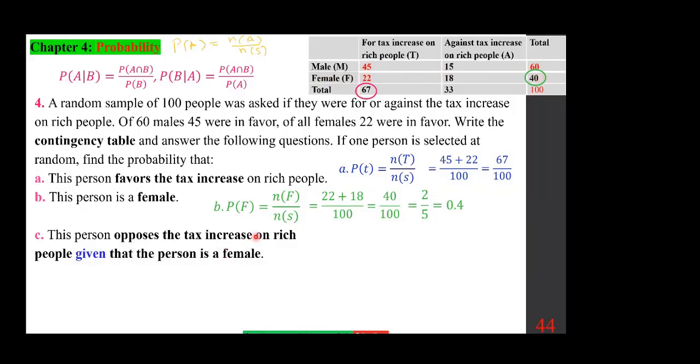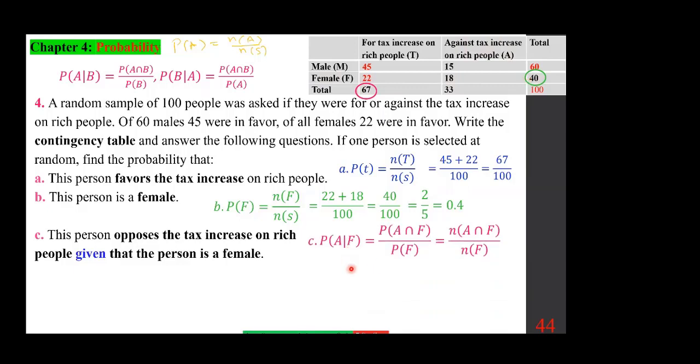Out of those 40, so this is the group you're dealing with, given, so you're for sure dealing with females. This person opposes the tax increase. So we are here, the denominator is 40. What is the numerator? Against: 18 out of 40.